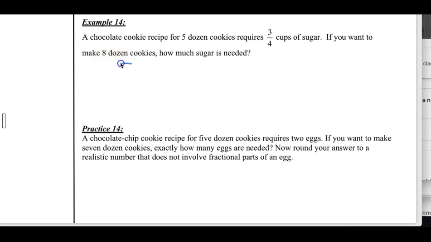I'd set up something like 5 dozens requires, and this is a compound fraction, so try to not let it confuse you. Basically I'm setting up a compound fraction because I have a fraction inside of a fraction. It represents that 5 dozen cookies requires 3/4 of a cup of sugar, and as far as the sugar being proportional, I can use that to figure out how much sugar is needed for 8 dozen cookies. What I set up here was dozens of cookies over the amount of sugar.